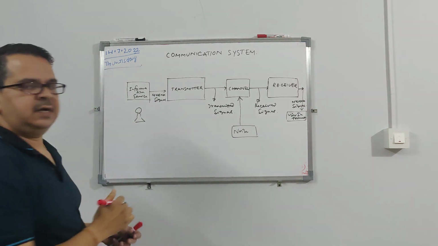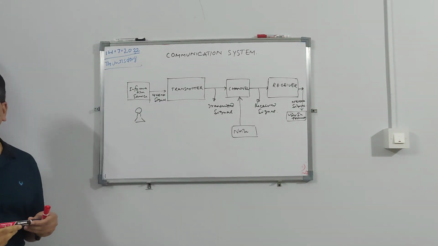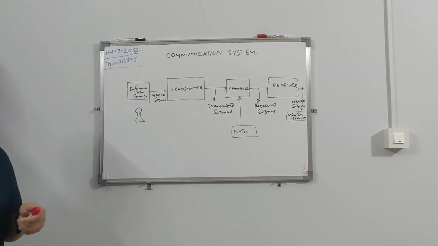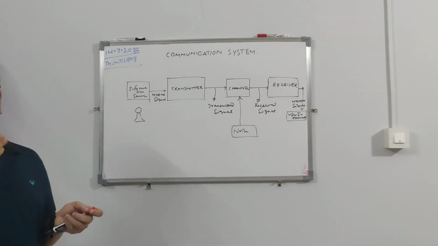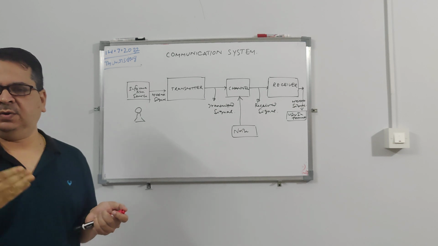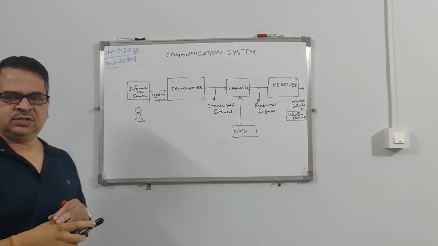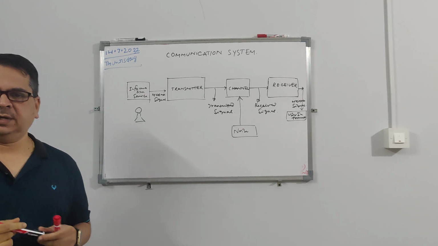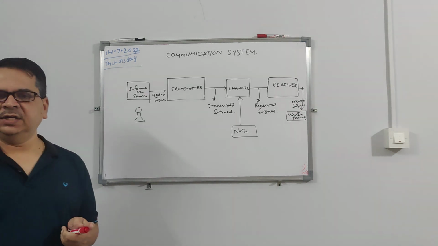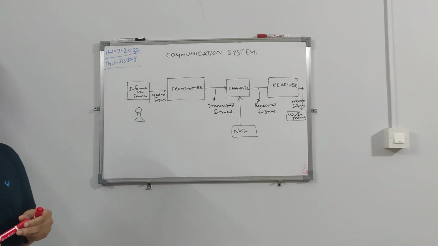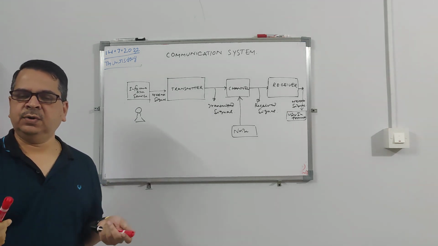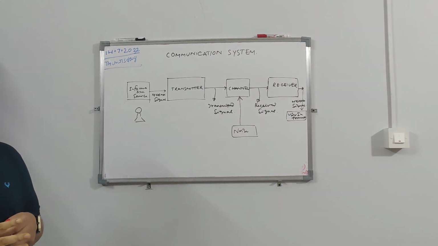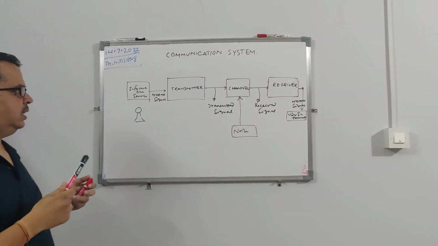Just imagine that this is your voice. Whatever you are talking is basically a sound or pressure wave. This pressure wave gets converted into an electrical signal. You know there is a device called a microphone. What does a microphone do? It converts this pressure signal, this vibration, into an electrical signal.